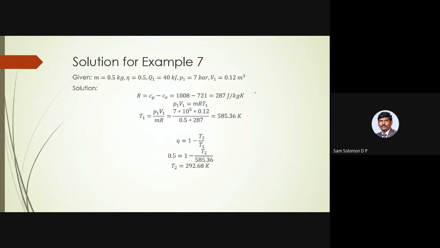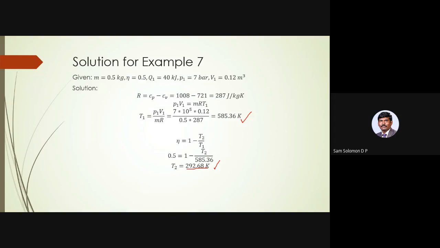So R value is 287. P1 V1 equal to m R T1. So T1 here is 585.36 Kelvin. You have used the relation 1 minus T2 by T1. So T2 happens to be 292.68 Kelvin. Very, very simple question. The only thing is you should have the mind to apply the ideal gas equation of state and get the value of T1.